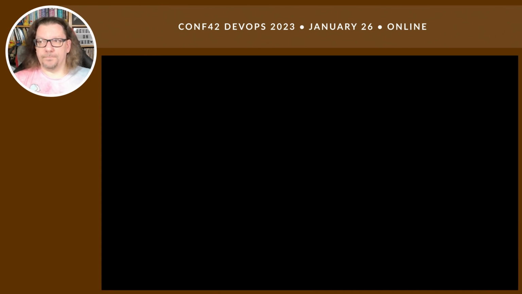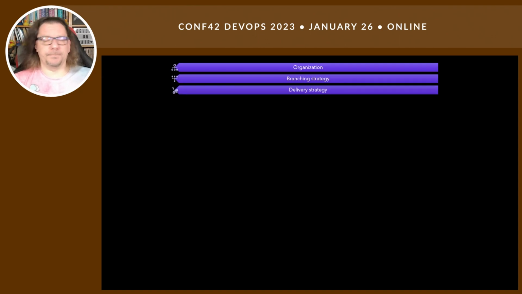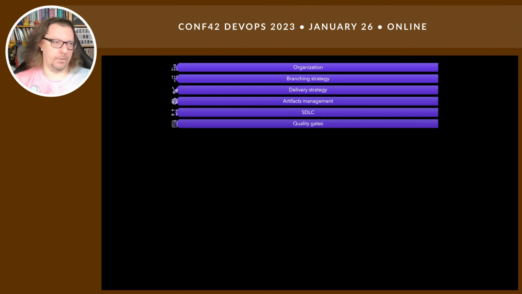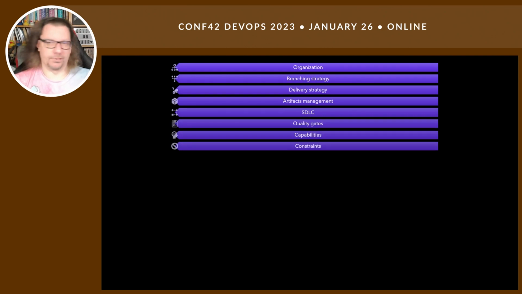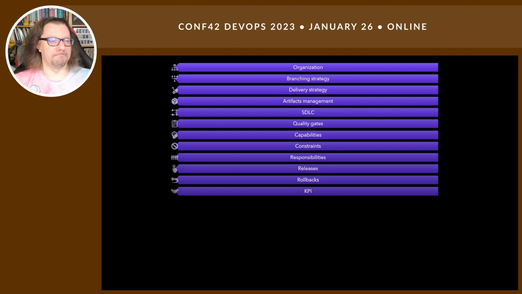So what we need to consider when we design, when we talk about CI/CD: the first element, we already discussed shortly, is organization. What else? For example, branching strategy, delivery strategy, artifact management, SDLC, quality gates, capabilities, constraints, responsibilities, releases, and we are in the middle of the list at this point. Rollbacks, KPIs.